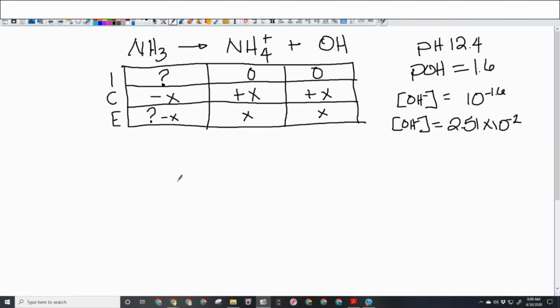All right. So our equilibrium expression is going to be X squared. It's the products, and we have two products here, X and X. X times X is X squared over our reactant. And this is all going to be equal to the Kb. So we need to look up the Kb for this equation.